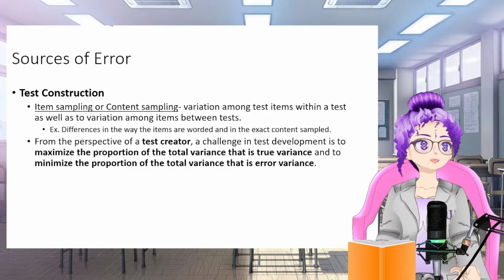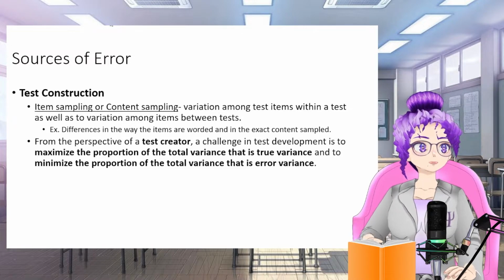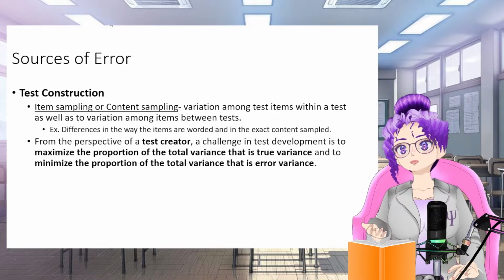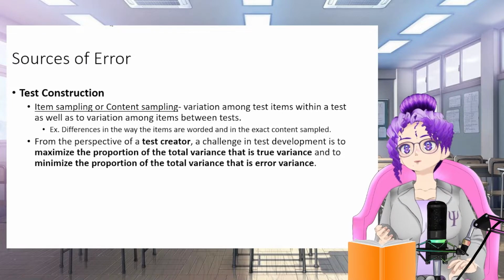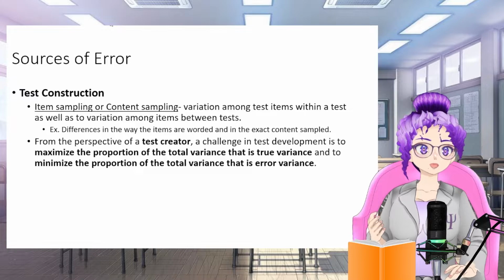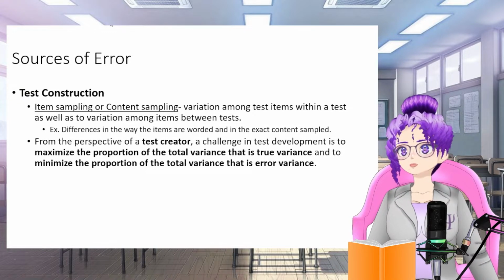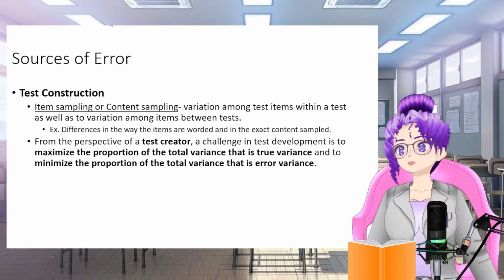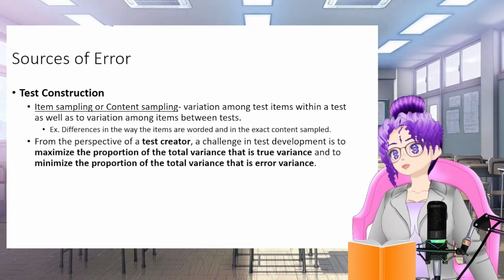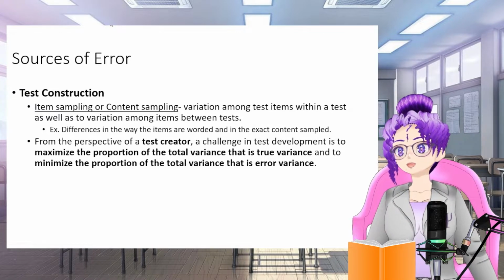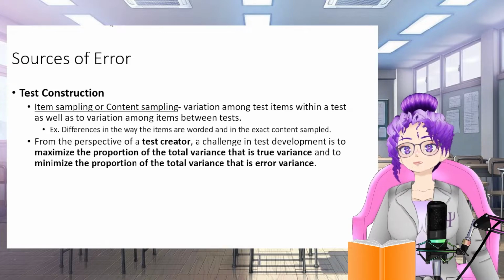What are the different sources of error? So firstly, the first error that we usually see is in test construction, especially in item sampling or content sampling. Variations among test items within a test as well as variations among items between tests. So for example, it is the differences in which the items are worded and the exact content sampled.